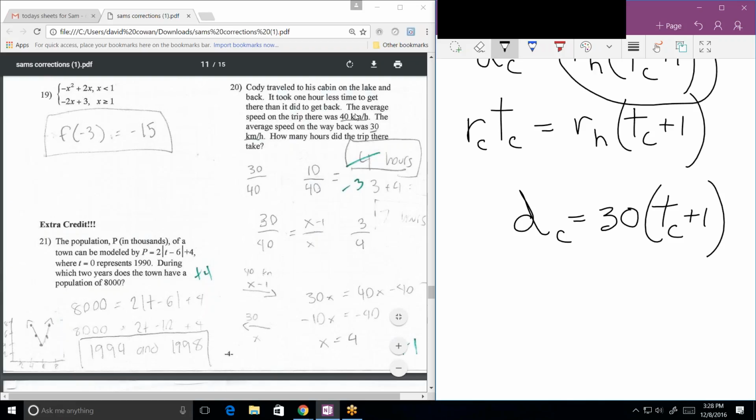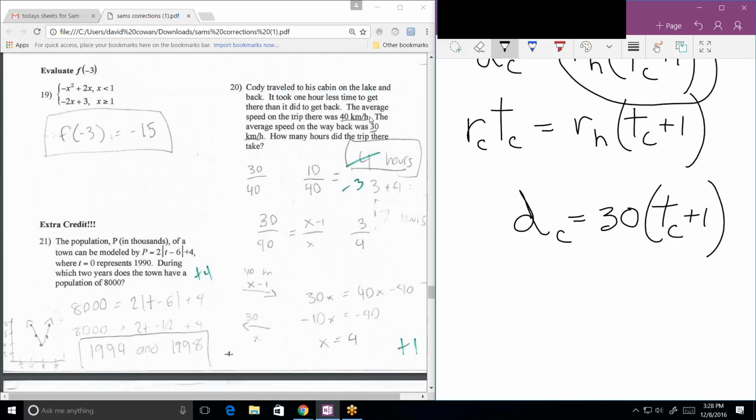The average speed on the total trip was 40. Well, if the average speed on the total trip, which is 2 distances, equals 40 times the 2 times added together, that's 2t sub c plus 1.